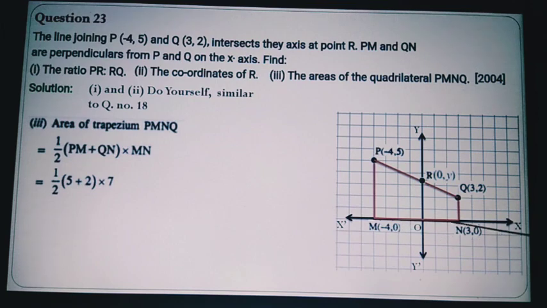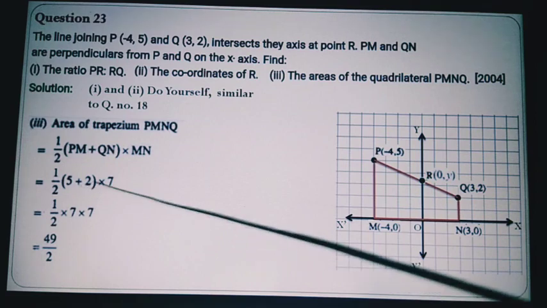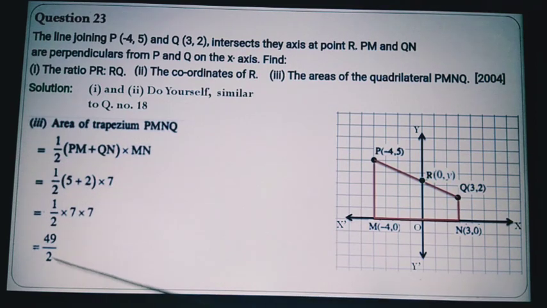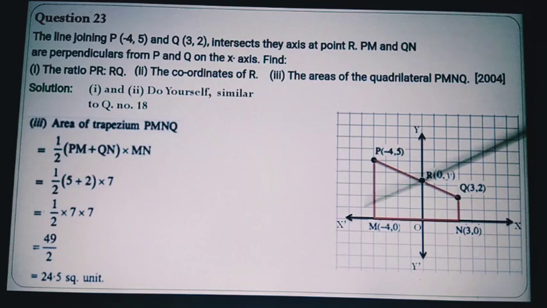If you want to use the distance formula, that is also fine. Otherwise you can count here 1, 2, 3, 4, 5, 6, 7. So MN is 7. So 5 plus 2 is 7, so this is 7 into 7 by 2, which is 49 by 2, which turns out to be 24.5 square units. So this is the area of quadrilateral PMNQ. You may pause the video to note this down.